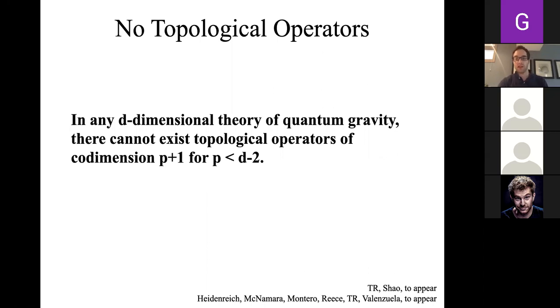If you believe that global symmetries should not be allowed in quantum gravity, and the hallmark of a global symmetry is the existence of these topological operators, then it's very natural to conjecture that, in fact, quantum gravity shouldn't have any topological operators of sufficiently small codimension.